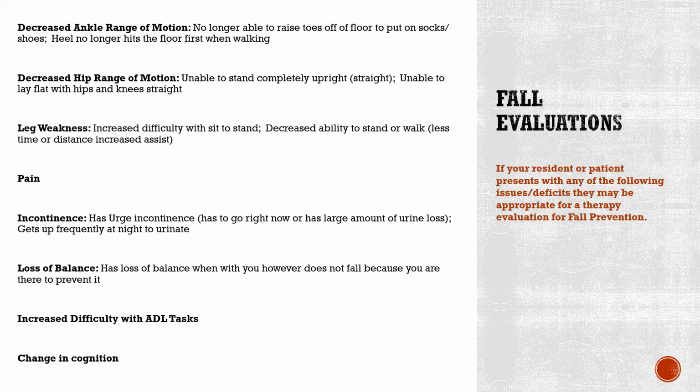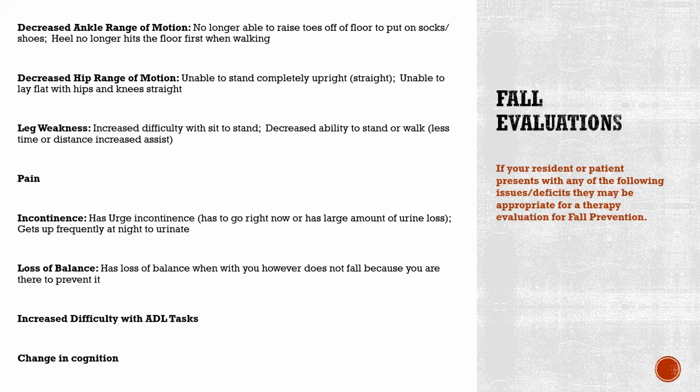Hip range of motion. If you notice that somebody's not able to stand upright, they can't lay flat with their hips and their knees straight, they're going to have a hard time protecting their body and preventing a future fall. Leg weakness, any decreased ability to sit and stand, to walk long distances. If you're seeing individuals decrease the amount of time they're walking, the distance they're walking. Pain, incontinence, we talked a little bit about. Loss of balance without a fall, because you can prevent it.